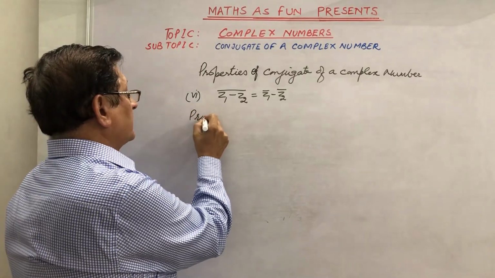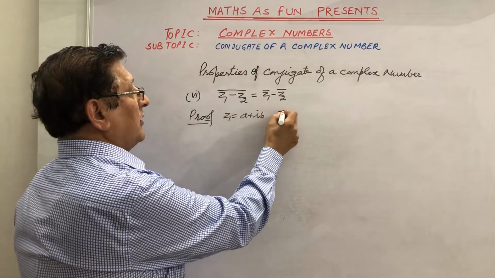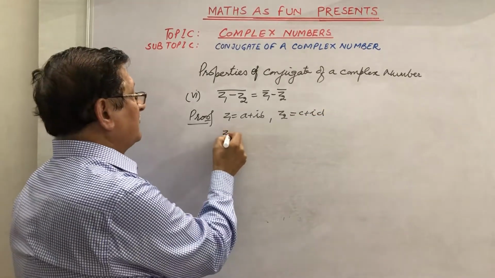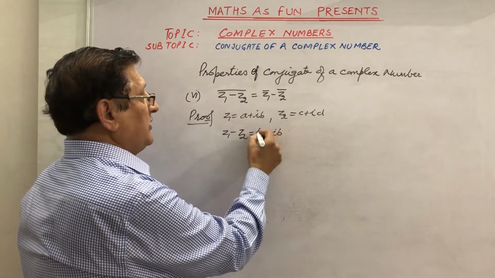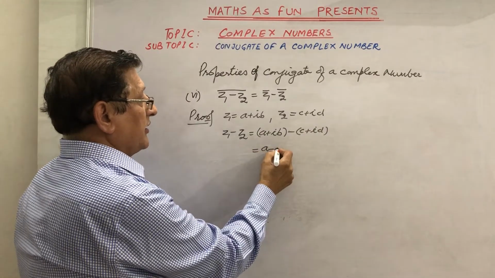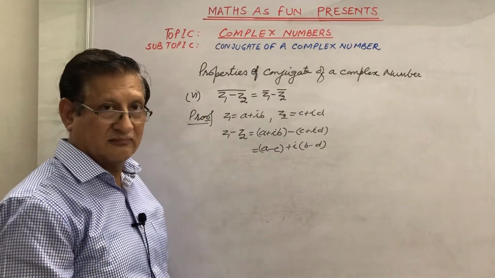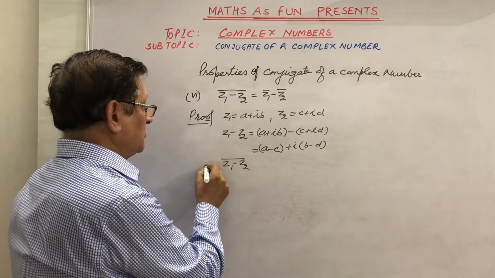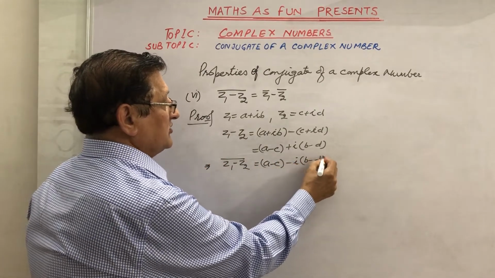As a proof of it, we take z1 equal to a plus ib and z2 equal to c plus id. Then z1 minus z2 is equal to a plus ib minus (c plus id). That is (a minus c) plus i(b minus d). If we find the conjugate of this, z1 minus z2 will be (a minus c) minus i(b minus d), as per the definition.